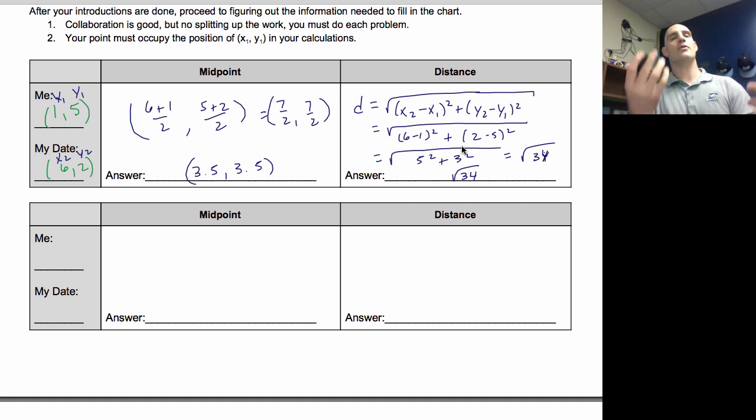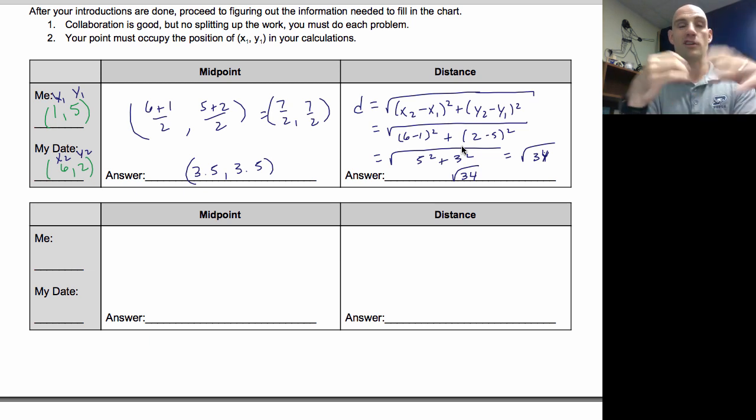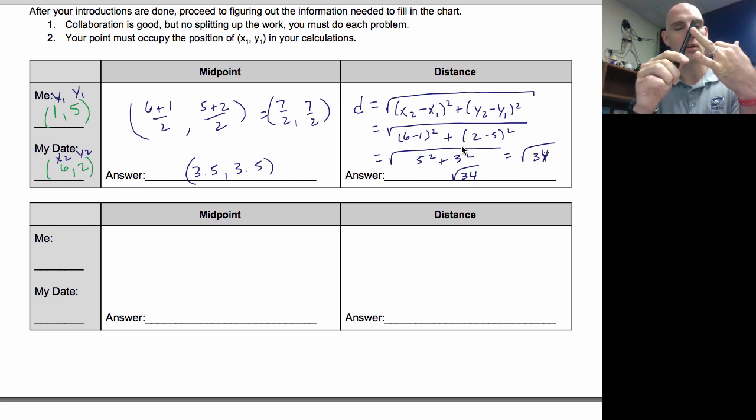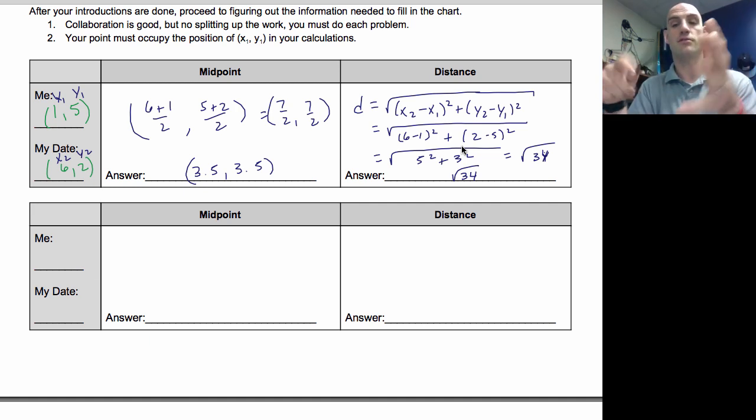How did I know that this was already in reduced radical form? Well, let's see. To determine reduced radical form, you're going to try to divide by perfect squares. So I know 36 doesn't go in, so I'm going to start down from there. I know 25 doesn't go in. I know 16 doesn't go in because twice that would be 32. I know 9 doesn't go in because 9 times 4 is 36. I know 4 doesn't go in because 4 times 8 is 32. 4 times 9 is 36. Okay, so that's my reduced radical form.